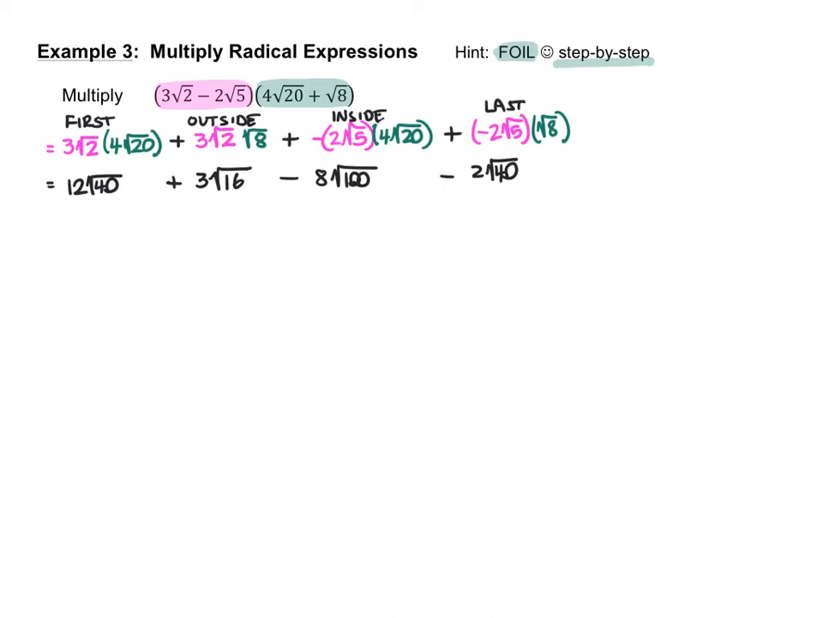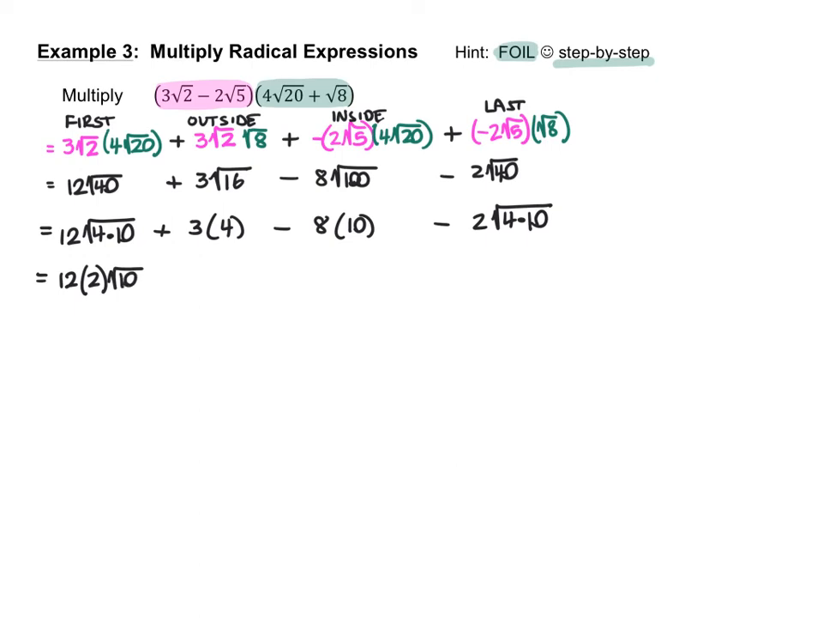Okay, now we start simplifying the radicals themselves. So we can break down 40 as 4 times 10. We know, of course, that the square root of 16 is 4. And we know that the square root of 100 is 10. And here again, we're breaking down 40 into 4 and 10. So remember the way that we simplify radicals, whatever is square, we square root it and it comes out. And just as a reminder, that means when we square root 4, it comes out as a 2. 10 is left over on the inside.